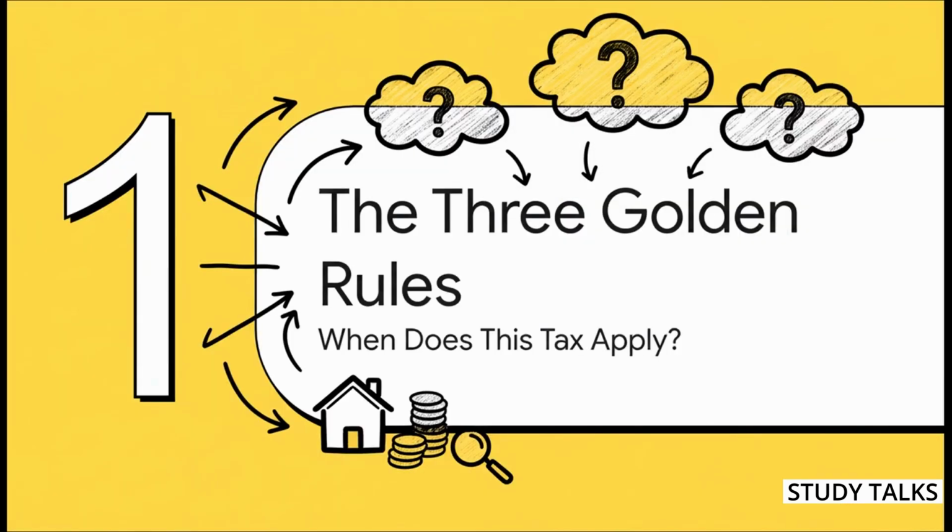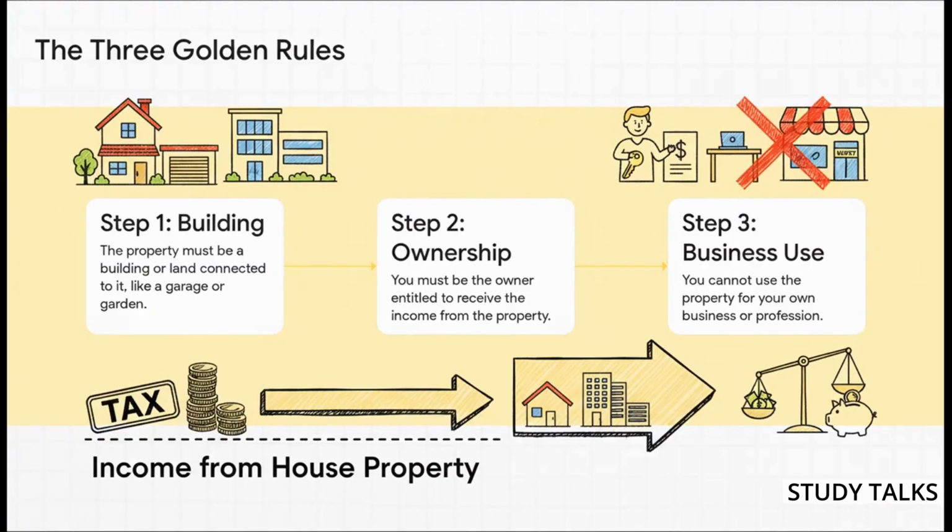Okay, first things first. Before we even touch a calculator, we've got to ask three really basic questions to figure out if this tax even applies to a situation. So think of it like this. It's a three-point checklist. If you can say yes to all three, it's a building, you're the owner, and you're not using it for your own business, then bingo. Any income you make is taxed under income from house property.